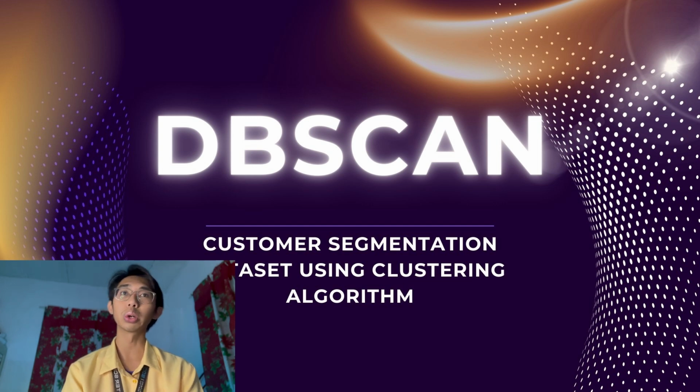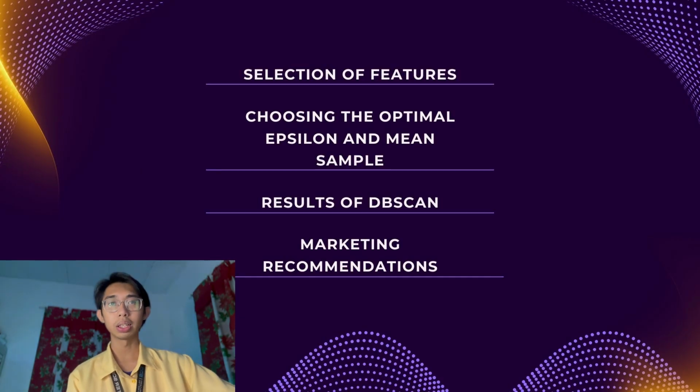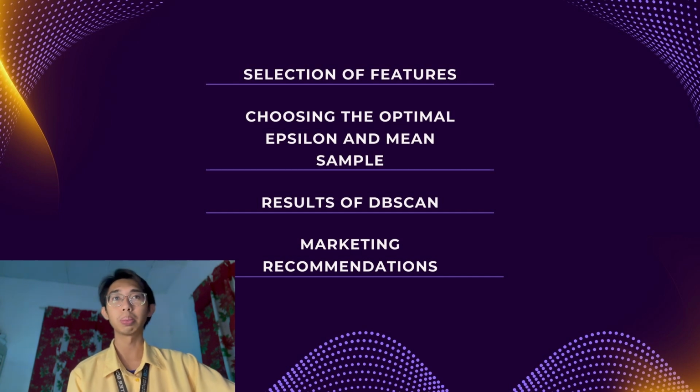It works by looking at how close customers are to each other. If enough similar customers are nearby, DBSCAN groups them together. Those that don't fit are marked as noise, or potentially unique shoppers or outliers. What we will be tackling in this video is the selection of features, choosing the optimal epsilon and min samples for our DBSCAN, the result of our DBSCAN, and the marketing recommendation based on our DBSCAN.